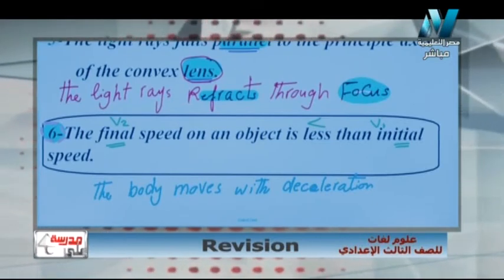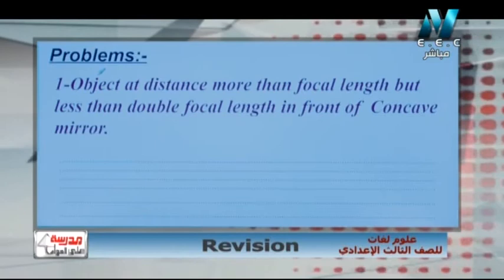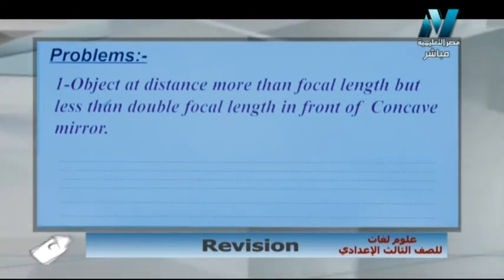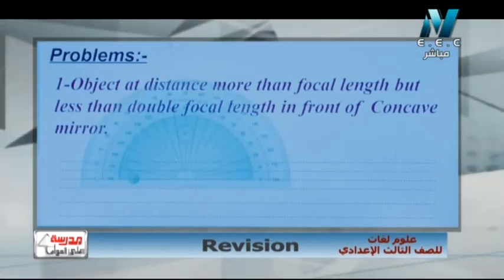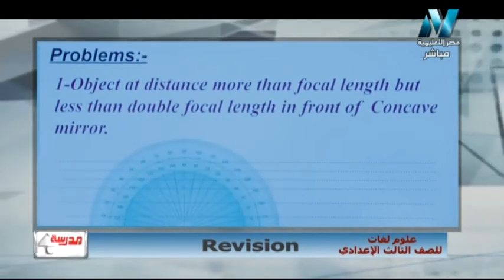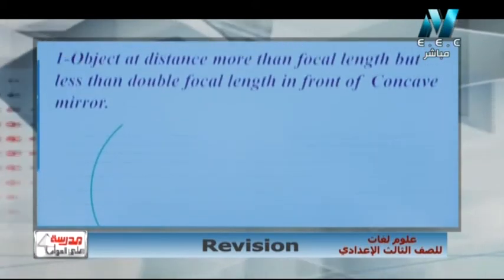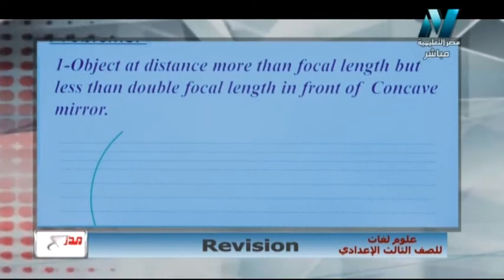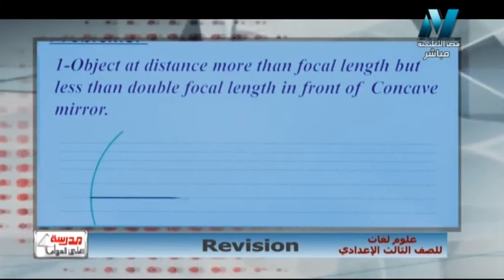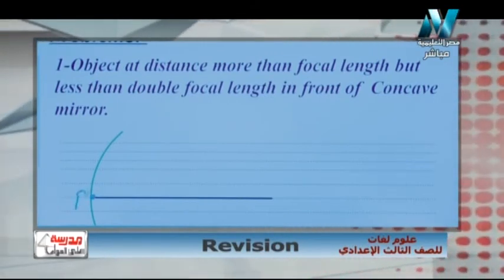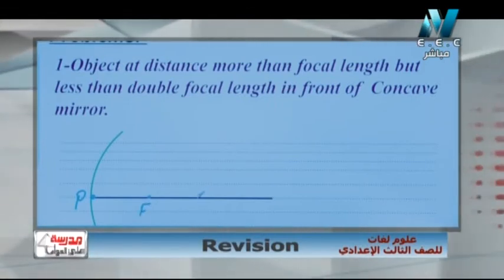The next question is a problem. It says: an object at a distance more than the focal length but less than double the focal length in front of a concave mirror. So how can we deal with that type of question? Firstly, we use a protractor to draw the arc of the mirror, like that. Then we use a ruler to draw two equal distances, because we talk about a mirror: from the pole of the mirror P to the focus F, then from the focus to the center of curvature C, so that PF equals FC.